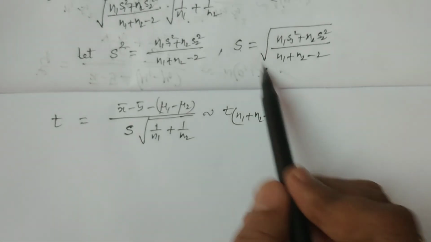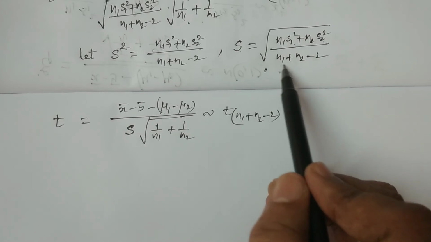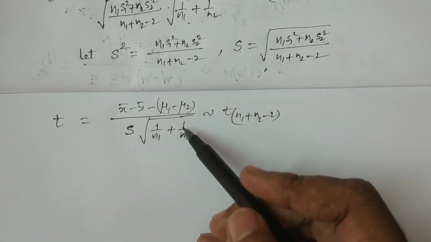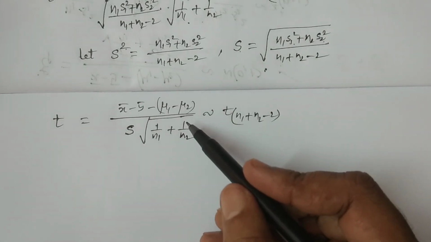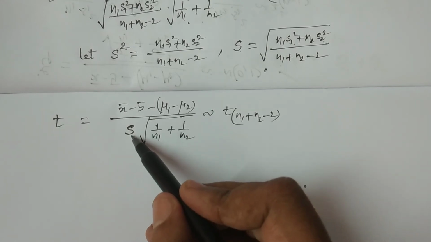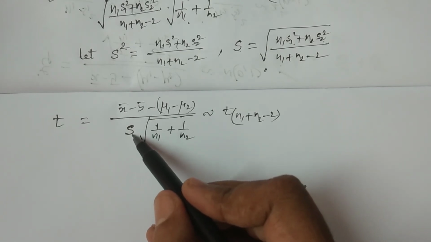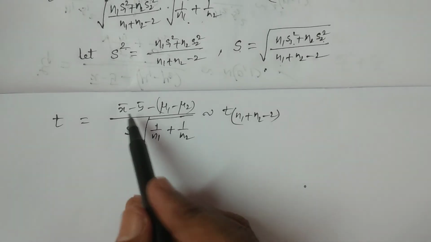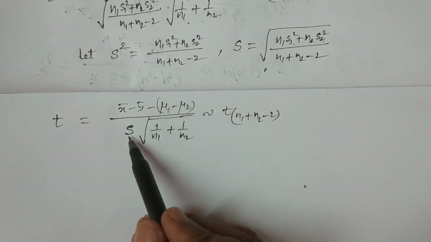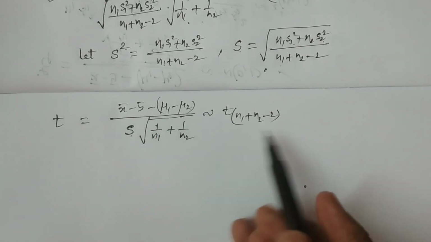S is equal to the square root of (n1 s1 square plus n2 s2 square) divided by (n1 plus n2 minus 2). To make the formula simple, that is what is going to be considered. So if you take S square outside, the square root is nothing but S. Therefore this is nothing but x bar minus y bar minus (mu1 minus mu2) divided by S into the square root of 1 by n1 plus 1 by n2.